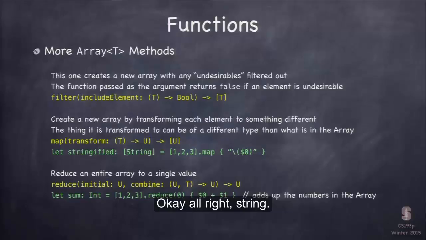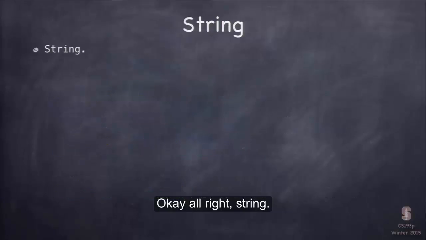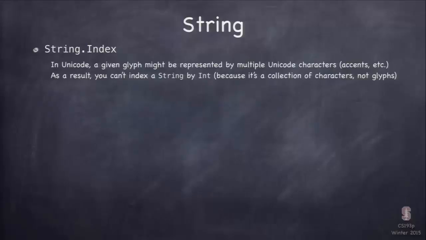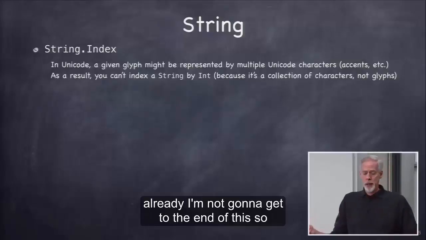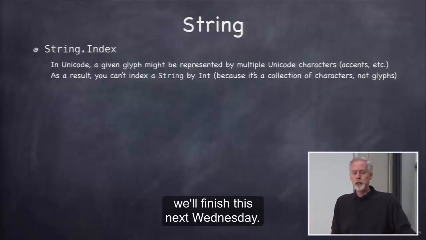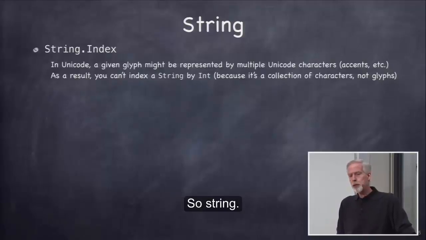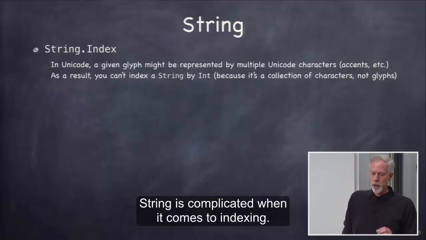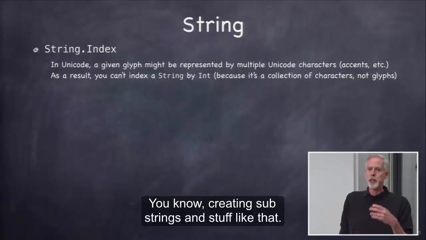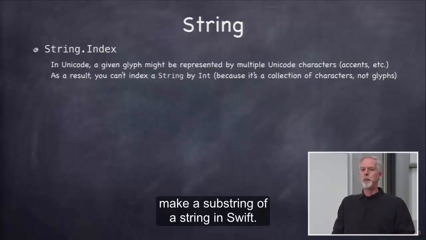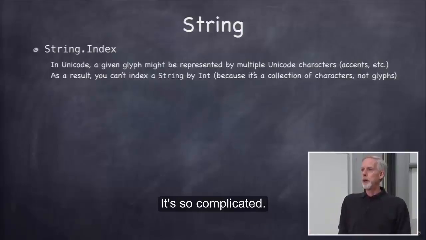Okay? All right, string. So string is a little bit complicated. I can tell by the way already I'm not going to get to the end of this, so we'll finish this next Wednesday on this whole slide package here. But so string is complicated when it comes to indexing, creating substrings and stuff like that. A lot of people are like, oh, I can't even figure out how to make a substring of a string in Swift. It's so complicated.